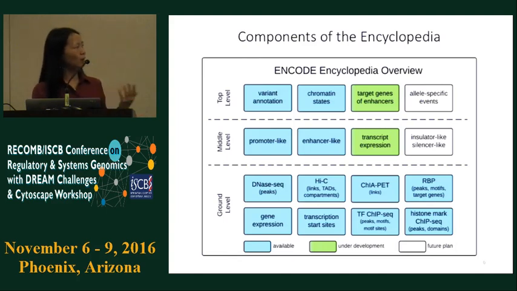We start to annotate genetic variants, whether or not they are going to impact functional elements, and allele-specific events, so allele-specific binding events or expression events, and also the target genes of enhancers, that is, the enhancer-like regions in the middle level, and which genes these regions target. So going further up, we have more and more interpretation of the data.